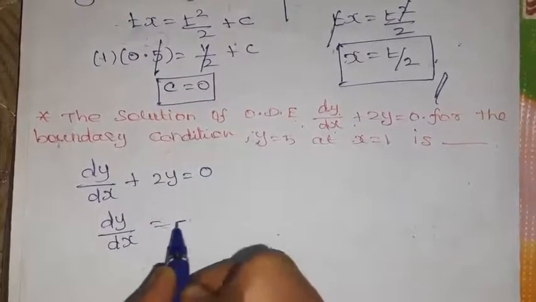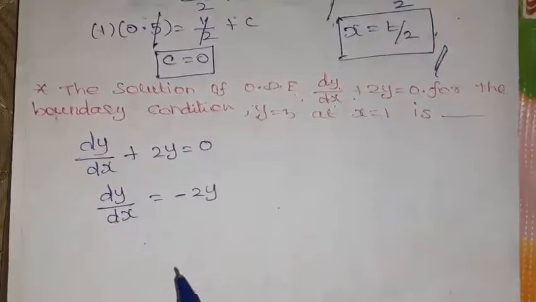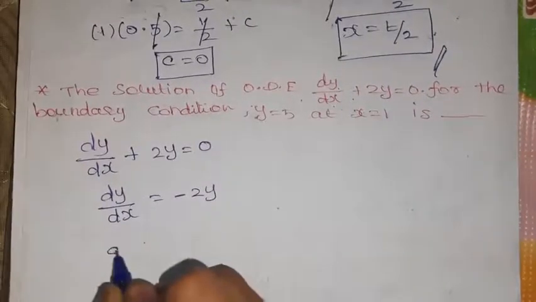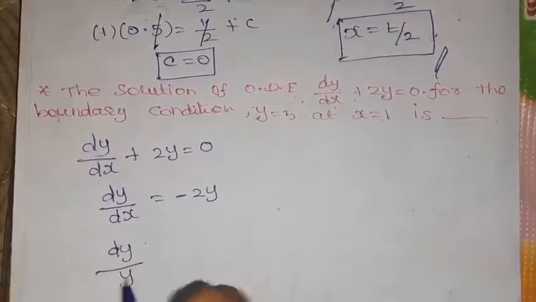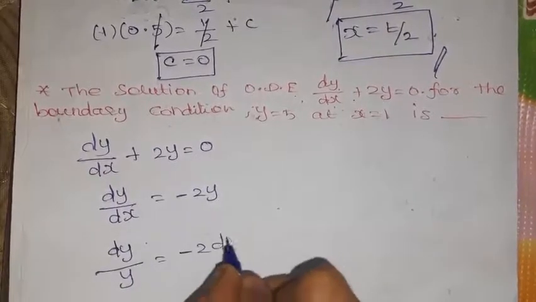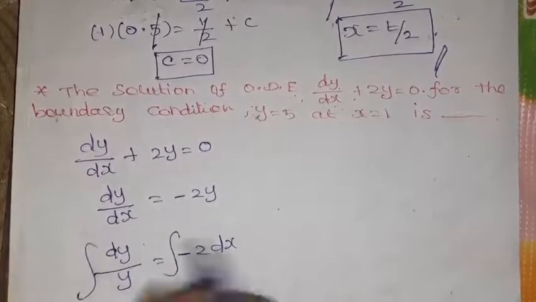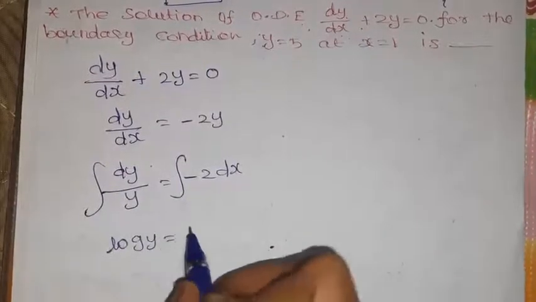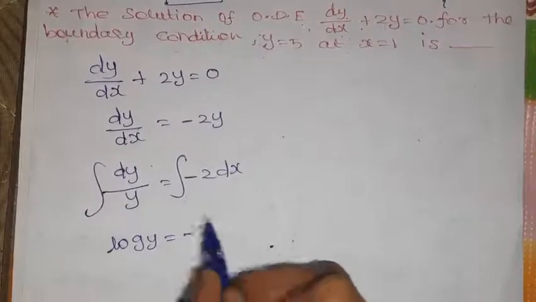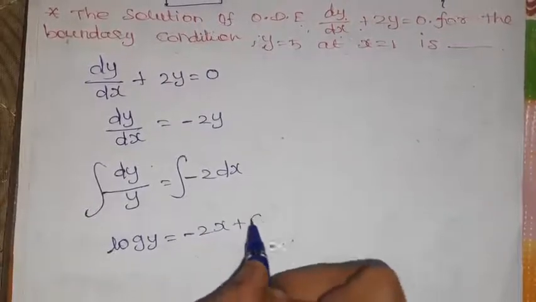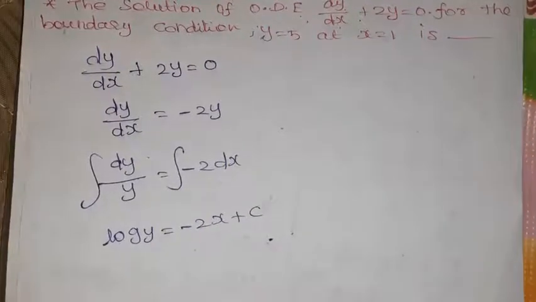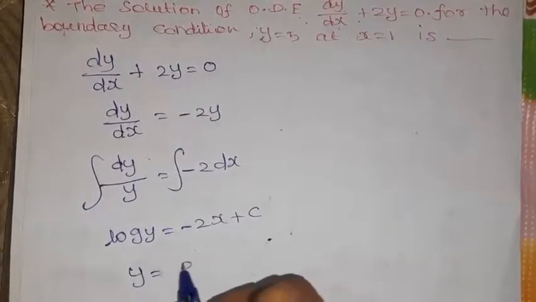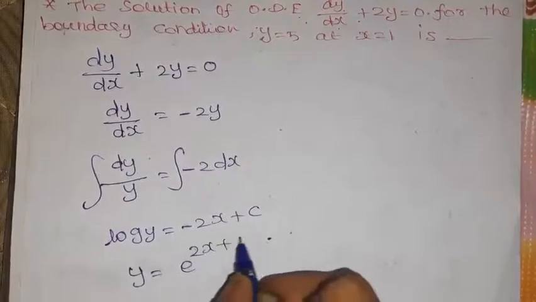dy by dx equal to minus 2y, right? Taking x on one side and y on the other side, so dy by y alone equal to minus 2 into dx. Now we need to integrate on both sides. So dy by y is nothing but log y equal to minus 2 integral dx, equal to minus 2x plus c, right? Then y equal to e power minus 2x plus c.